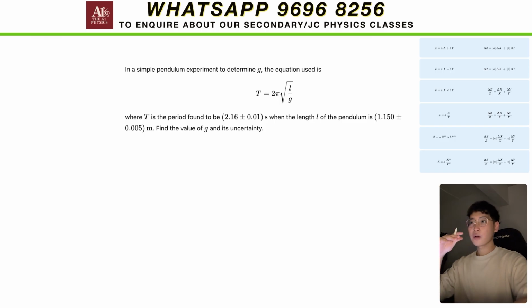So we have a more standard type of question for uncertainty. Feel free to pause the video and try the question out yourself, right? Over here, we want to find the value of g and its uncertainty. Now let me tell you the wrong way that students might do this question first.